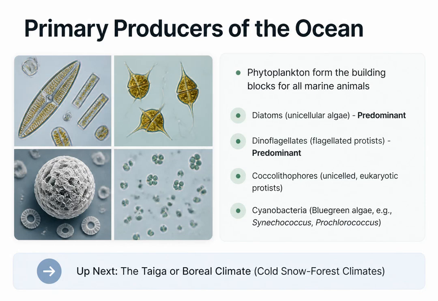The most predominant types you will find in these nutrient-rich waters are diatoms, which are a type of unicellular algae, and dinoflagellates. You also have coccolithophores and various forms of cyanobacteria, or blue-green algae. Without these microscopic producers thriving in the mixing zones of the Laurentian climate, the massive fishing economies of Canada and Japan simply wouldn't exist. Now that we understand the dynamics of the cool temperate margins, we are ready to move even further poleward. In our next segment, we will explore the freezing extremes of the taiga, or boreal climate.